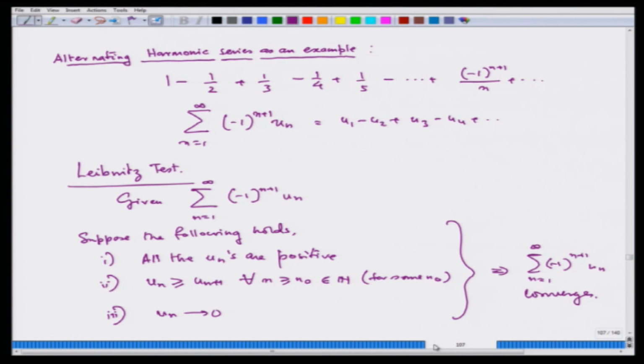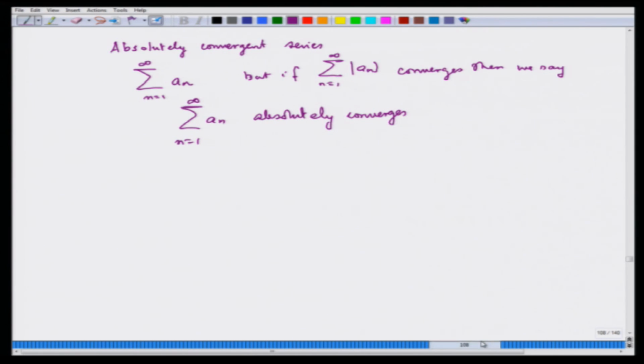An example we had already given in the starting. See, if you look at the alternating harmonic series, what is summation mod of a_n here? It is 1 plus half plus 1/3 plus 1/4, etc. So, that will give you the harmonic series, right. So, harmonic series is divergent. So, this series, alternating harmonic series, is convergent by Leibniz test, but it is not absolutely convergent, because if you take the mod of a_n, it does not converge, we have already shown, that is the harmonic series. So, this is an example of a series which is convergent but not absolutely convergent, which is called conditionally convergent.